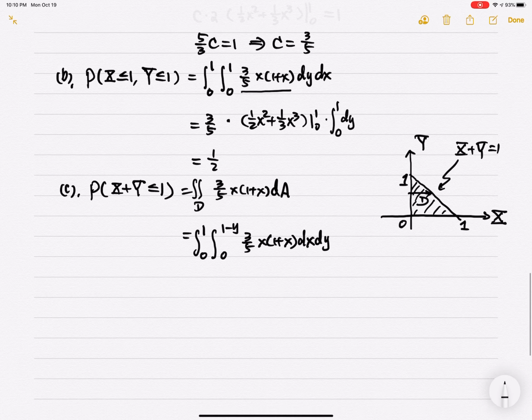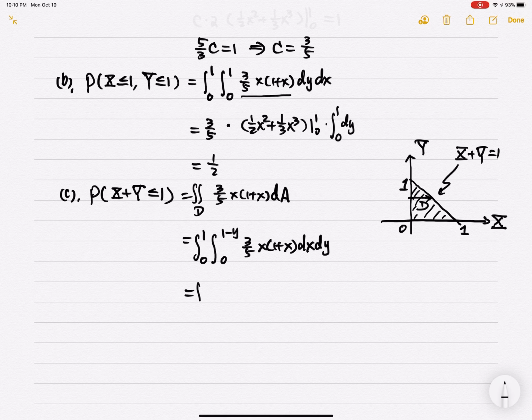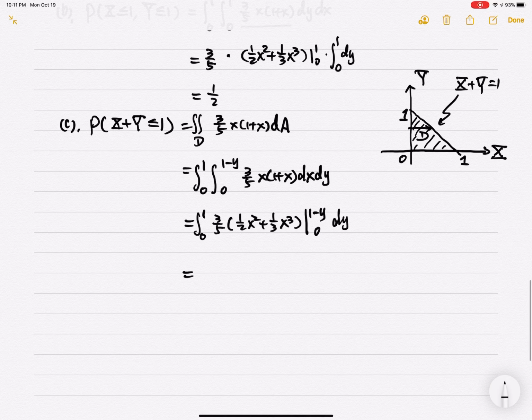Okay, now this is equal to the integral from 0 to 1. You integrate with respect to x, of course, 3/5 is constant. And then you have 1/2 x squared plus 1/3 x cubed, and then plug in 1 minus y, 0, dy. So here we are going to have 3/5 move out, and then the integral from 0 to 1 of 1/2 (1 minus y) squared plus 1/3 (1 minus y) to the third dy.